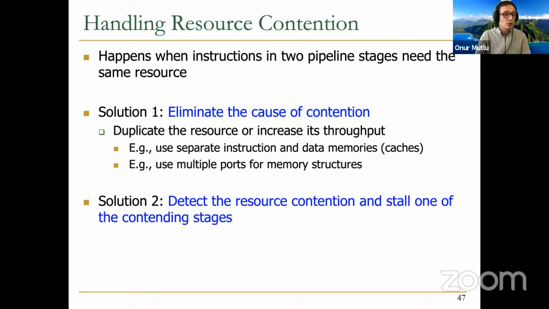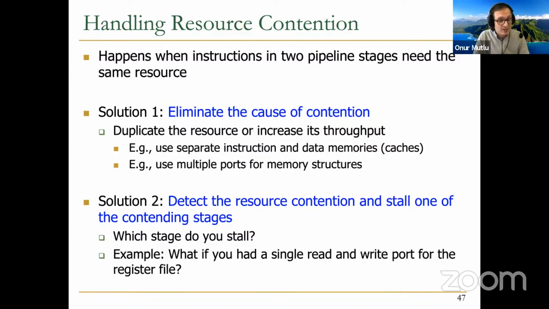Okay, the second solution is to detect the resource contention and stall one of the contending stages. If you don't want to do solution 1, because it's too expensive for some reason, you don't want to duplicate a huge memory, for example, then you need to somehow detect that 2 stages are trying to access the same resource and you cannot handle both stages' requests at the same time, and stall one of the contending stages. So which stage you stall becomes important. And the answer is easy over here.